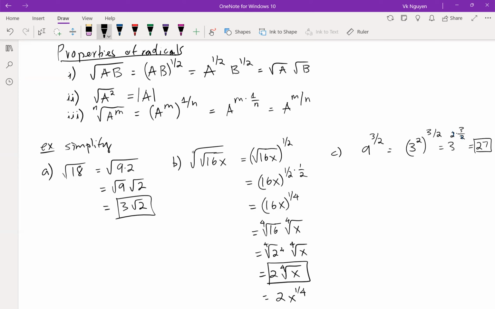D. 2 times the square root of 18. Well, we know the square root of 18 is 3 root 2. So 2 times 3 root 2, and we multiply the numbers together. So 6 root 2.